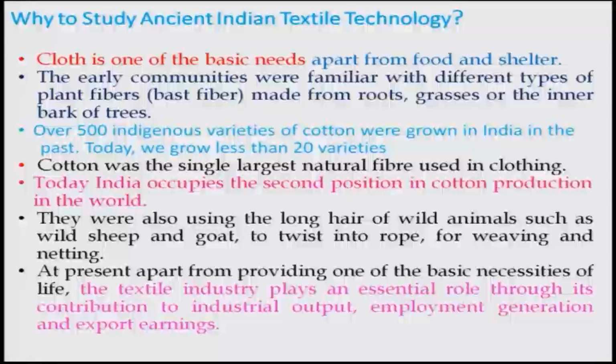So, that is why we need to look at cotton textiles and fabricate them. Cotton was the single largest natural fiber used in clothing. Of course, nowadays a lot of other things have come in, particularly artificial fibers like polyesters, nylons and others. Even today, India occupies the second position in cotton production in the entire world.